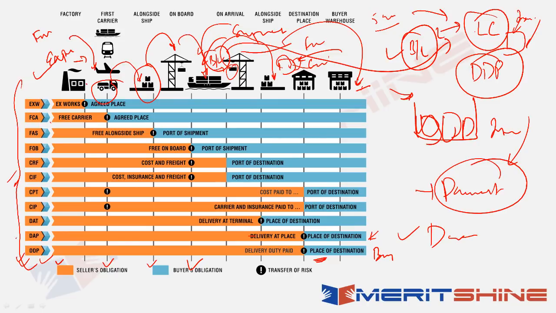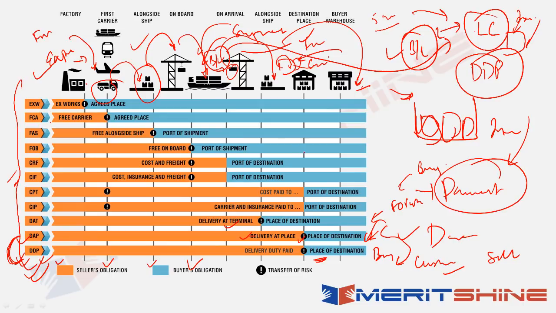So if you see delivery at place versus delivery duty paid, I have told you the difference. Both are coming to the final place, but here the customs duty etc. is paid by the seller. Here the buyer pays for it. That is just the difference. Delivery at terminal means what? Delivery at terminal will mean that the forwarding here is done by the buyer. If it is at place, the forwarding here as well as here was done by the seller.